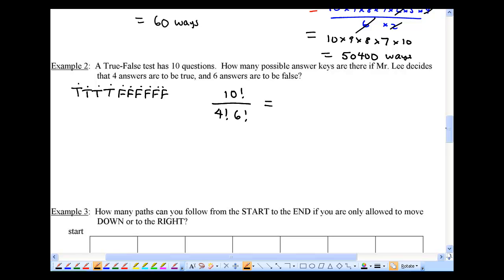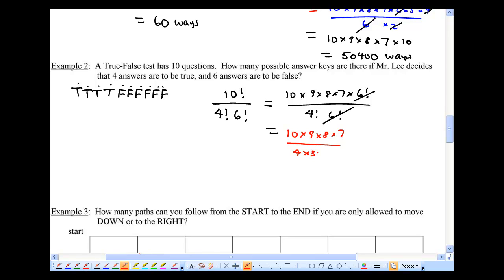And then you can calculate this. That's 10 times 9 times 8 times 7 times 6 factorial over 4 factorial, 6 factorial. Goodbye, goodbye. 4 factorial is just 4 times 3 times 2 times 1. And I'm just going to do some simplification. 4 and 2 gives me 8, so those disappear. The 3 and the 9, that's 1 and 3. So I have here 10 times 3 times 7. How about 210 different ways?